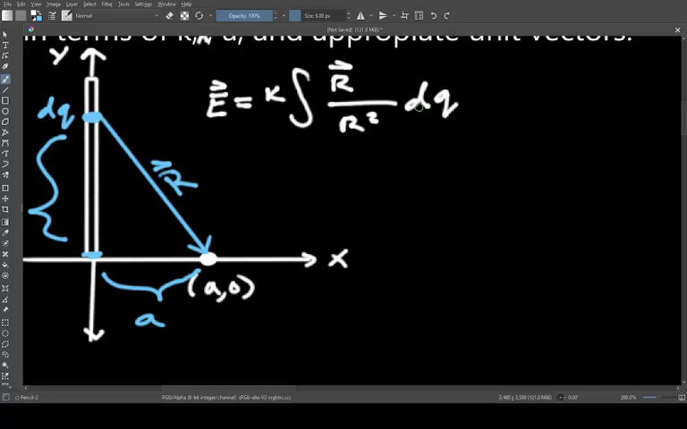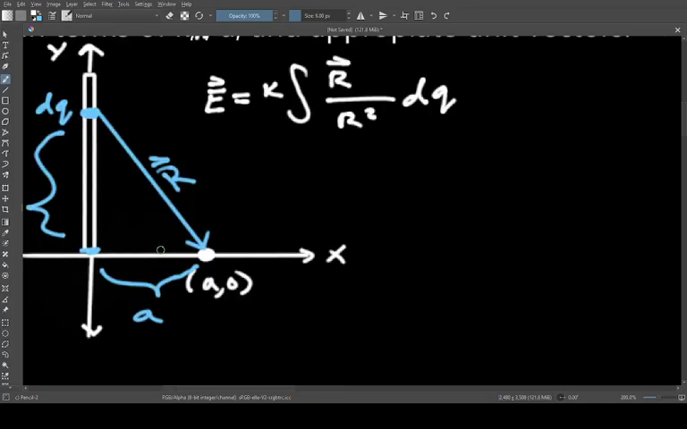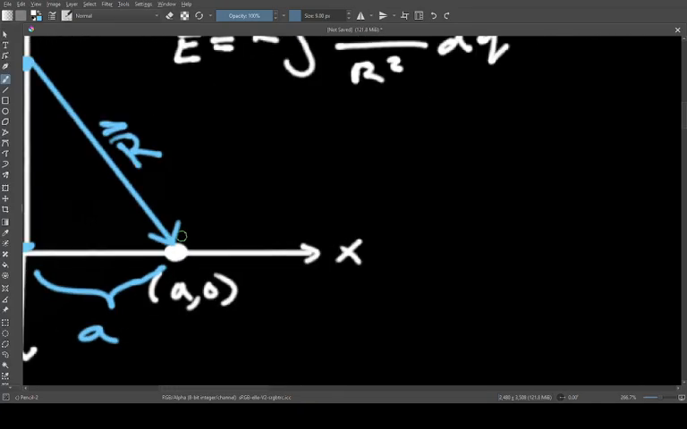Now, let's examine this picture here. The vector r has a different length for each dq, right? If dq was here, r would be different. Therefore, its magnitude r can't come out of the integral because it's not a constant. What you want to do now is express r in terms of a constant a and the variable y using the Pythagorean theorem, because we defined y and a to be the side lengths. So we just say r is equal to the square root of a squared plus y squared.